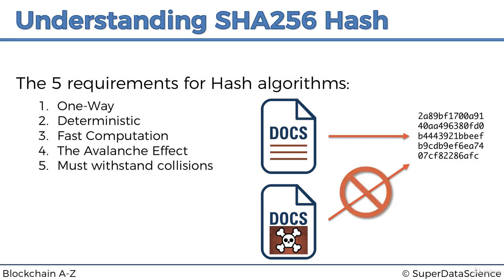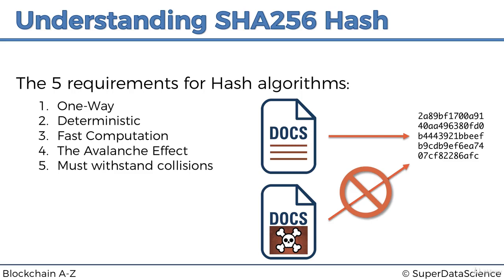So there we go. Those are the 5 requirements for secure and safe hash algorithms. They have to be one-way, deterministic, fast computation, the avalanche effect, and must withstand collisions. I know this is quite a lot to take in on cryptography at the very start, but at the same time, this is the foundation of what we're going to be discussing about blockchain. So these things are going to be very, very useful to us.